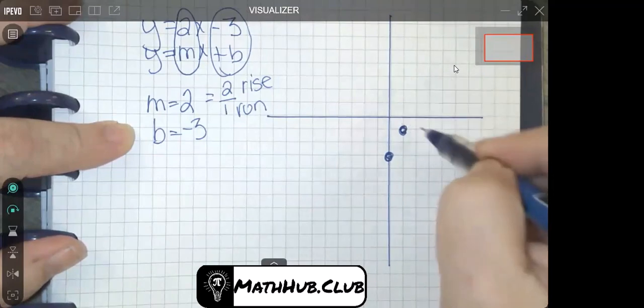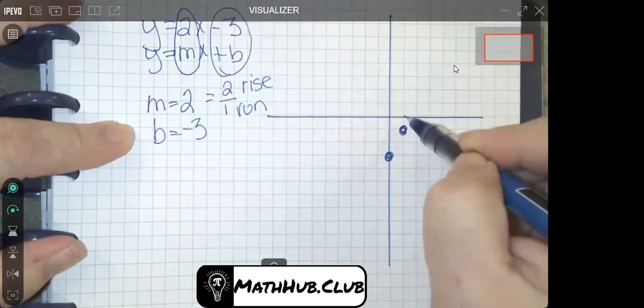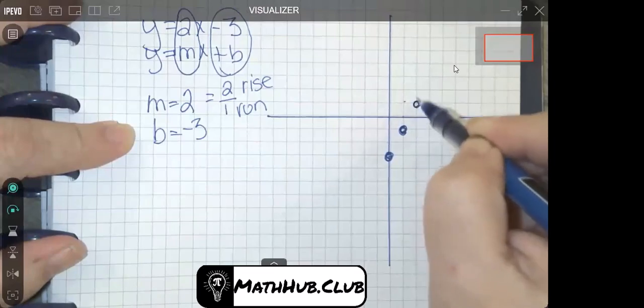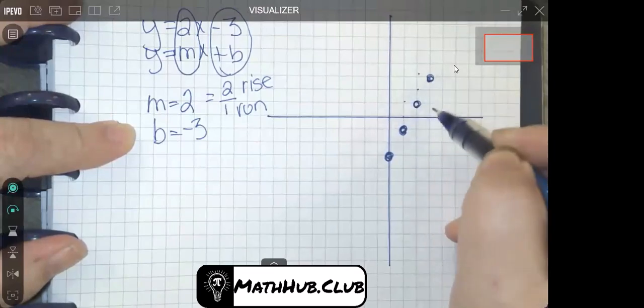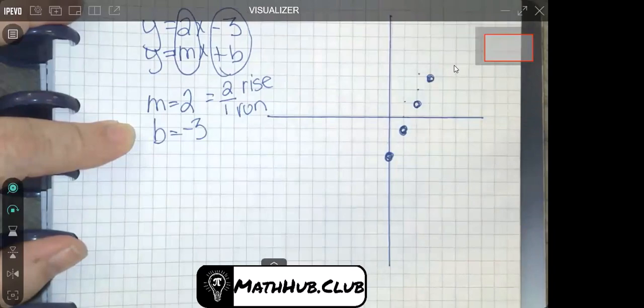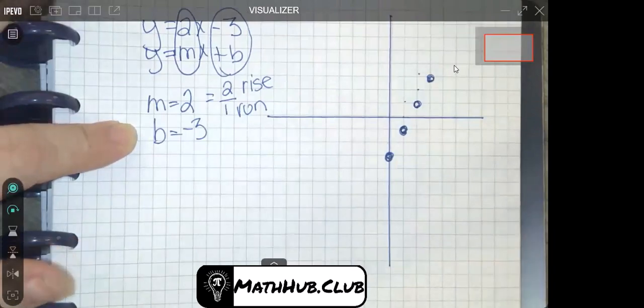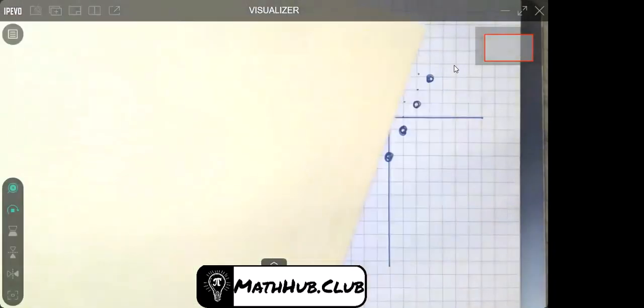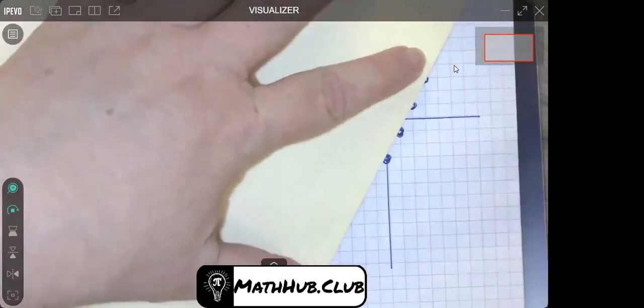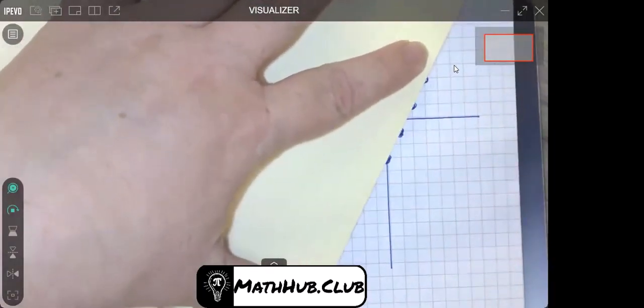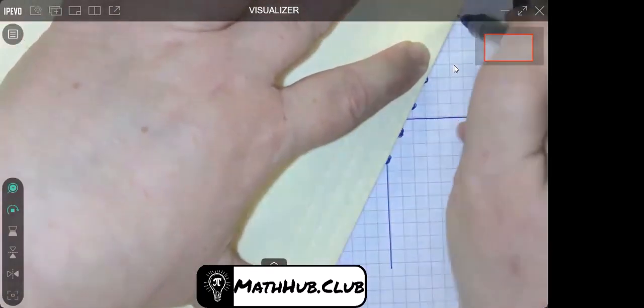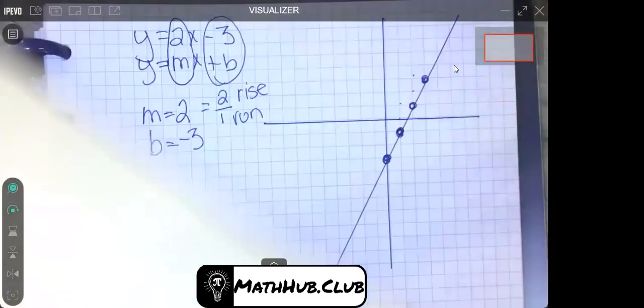But since we have so much graph paper, let's just do it again. 2 over 1, 2 over 1. Hey, that's pretty cool. Let's take our straight edge and draw the line. I'm going to draw my line the best I can.